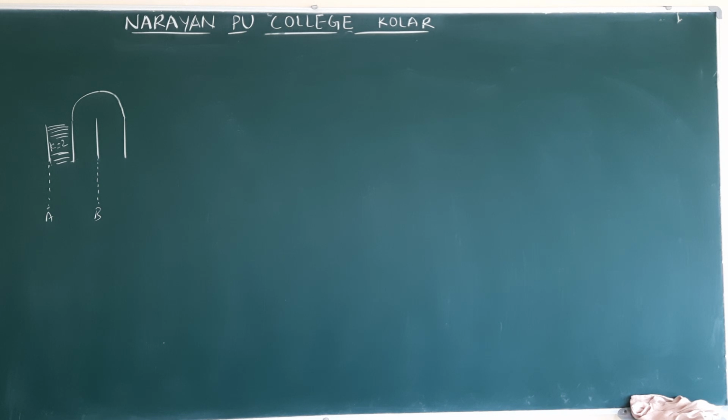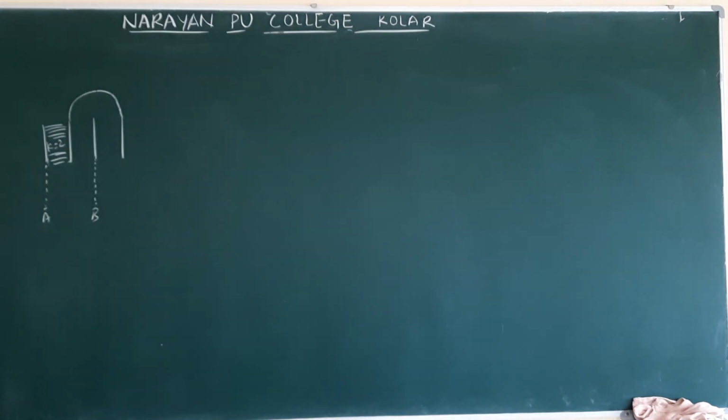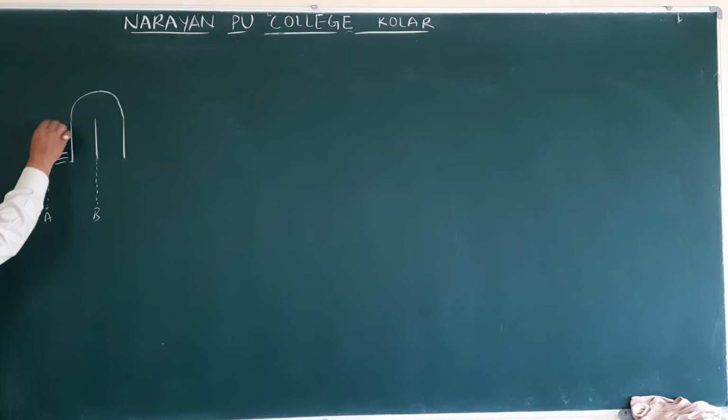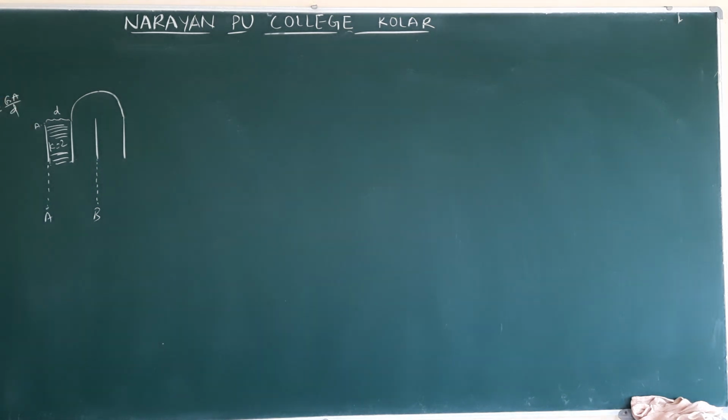Next is question number 10. 4 plates of equal area A are separated by equal distance D and are arranged as shown in the diagram. The equivalent capacitance is asked. Okay, each area A, separation is D, all are the same. What is the capacity formula? Epsilon naught A by D.